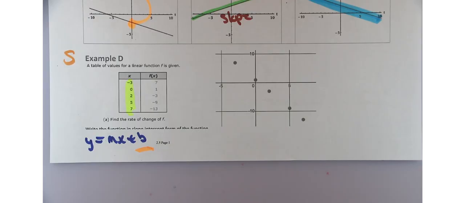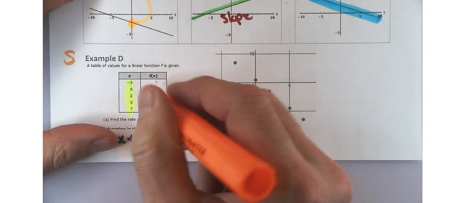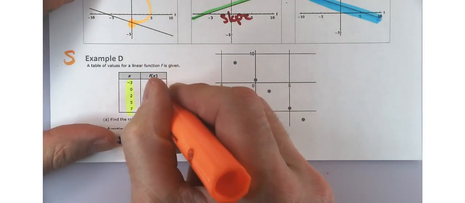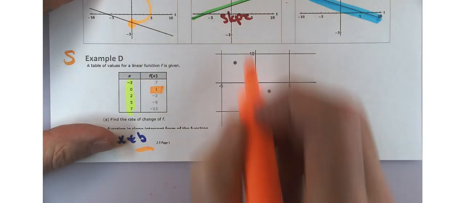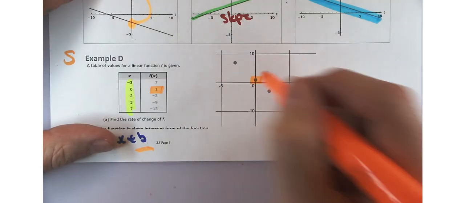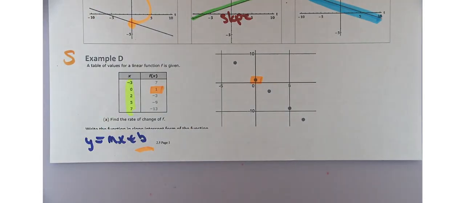All right, of these two, the y-intercept is easier to determine. Olivia, can you tell me what the y-intercept is going to be for this graph? Positive 1. Take a look. It's right here. When x is 0, that means you're on the y-axis. X is 0, y is 1, so that's telling us that b equals 1.